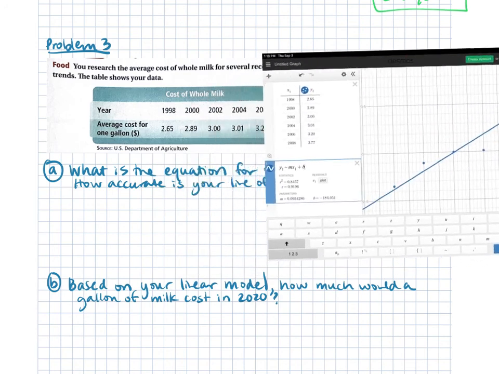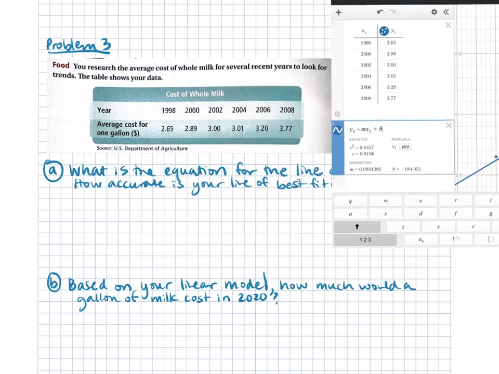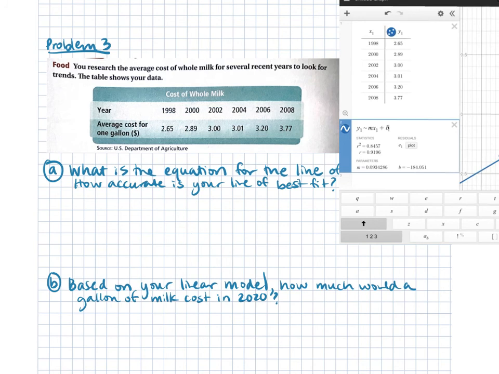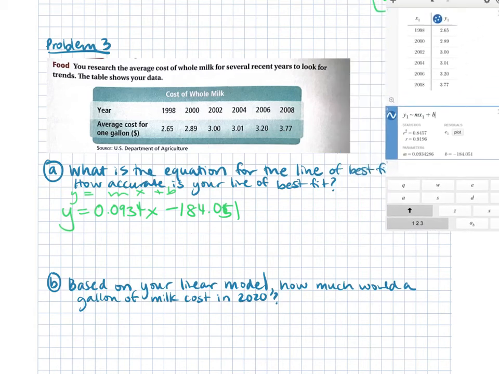Okay, so how you're going to use this now is when you have this in Desmos, the line of best fit is, when you write this, it gives you the parameters. This is your M and your B. So the line of best fit is going to be y equals mx plus b, and so your M here is 0.0934. Let's take all those numbers. And then b is this, minus 184.051. Okay? And so this is asking, what is your line of best fit? This is the line of best fit.